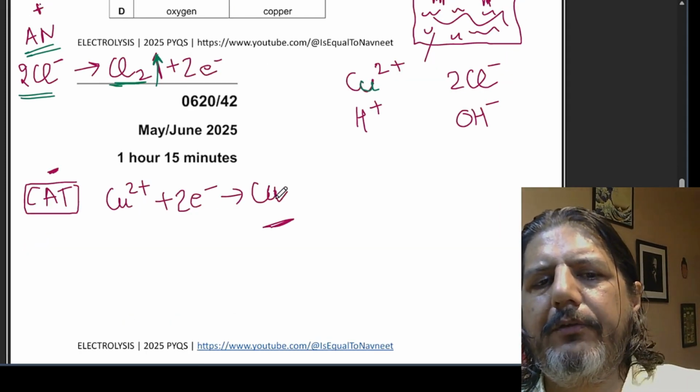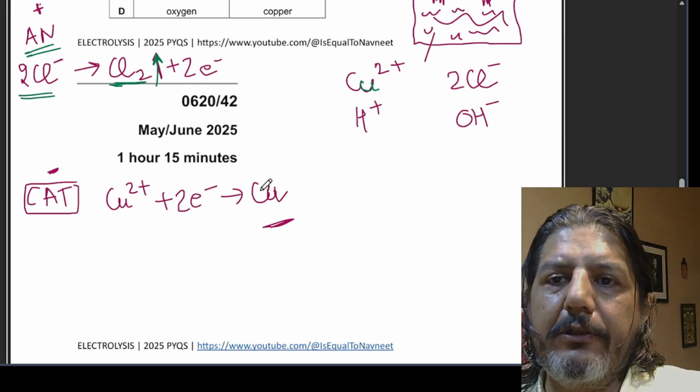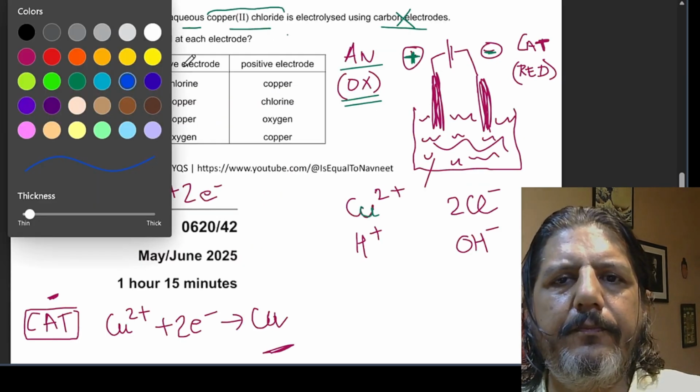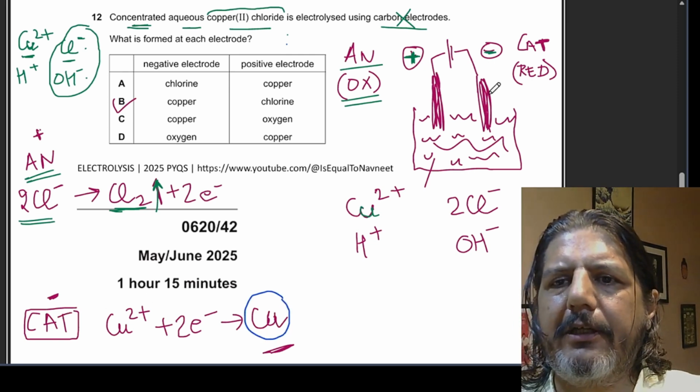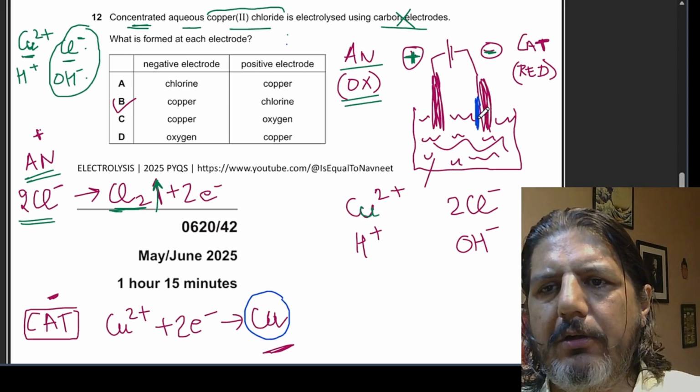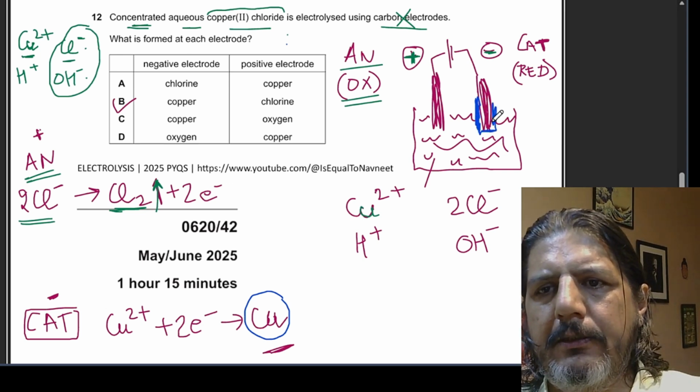So Cu2+ will get discharged as we will have a reaction like Cu2+ plus 2 electrons gives Cu. This is the reaction which is taking place at the cathode. So we will have a covering of Cu on this side.